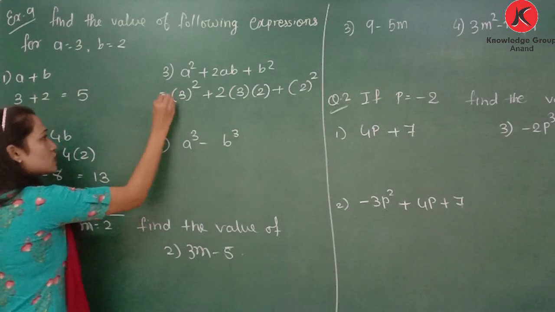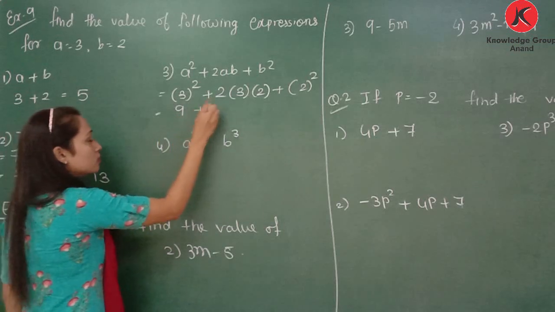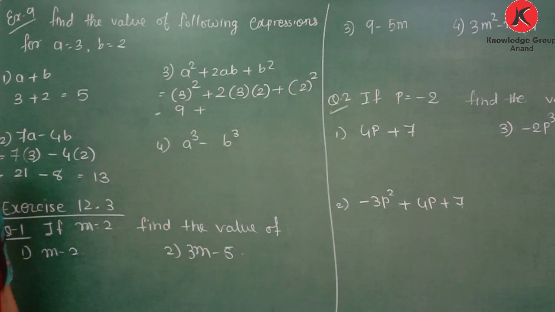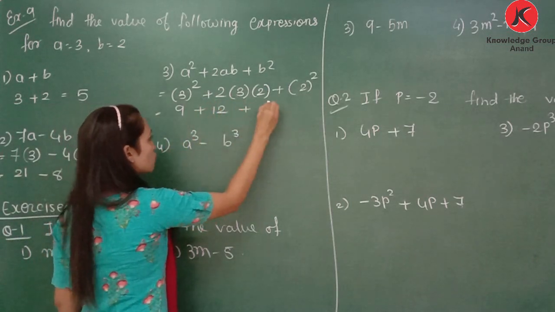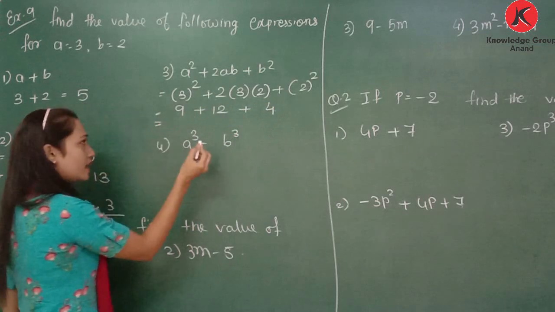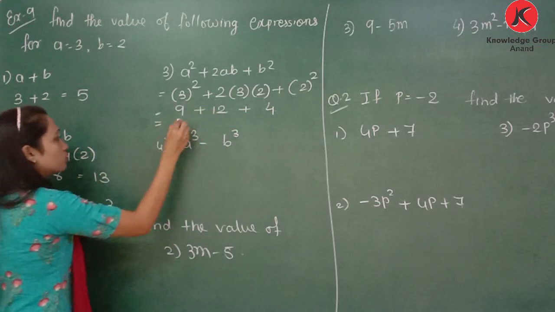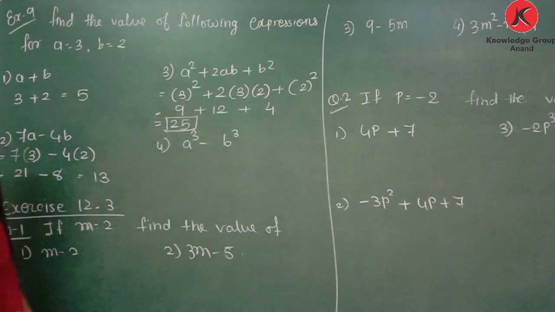Now find the value. 3 square means 3 multiply 3, that is 9. Now here 2, 3 and 2. These three numbers are in a multiplication. So 2 3s are 6, 2 6s are 12, plus b square is 4. Now find the addition. So 9 plus 12 is 21, plus 4 is 25. So this will be our answer.